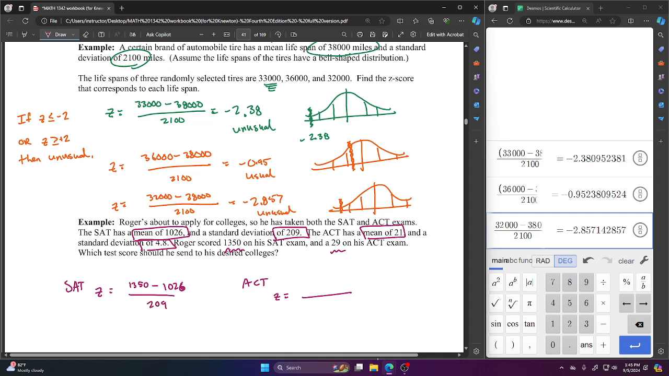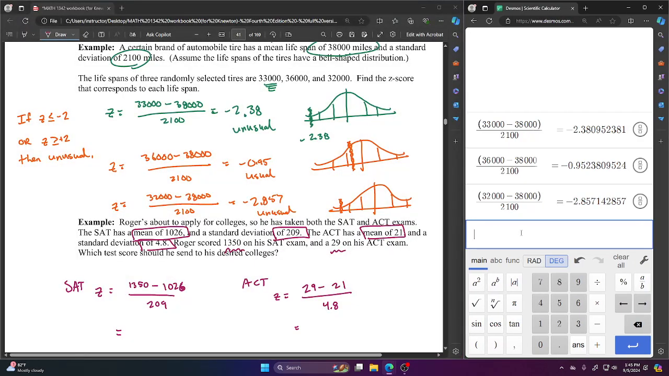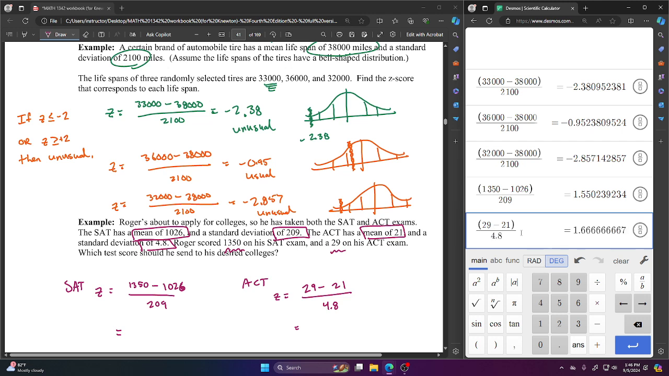For the ACT, what's his value? 29. What's his average, though? And then divided by? Perfect. Let me get a little bit more room on this. So let me put those in. This is how we would know if one is better than the other. Perfect. So I got 1.5502, and then I got 1.6667.